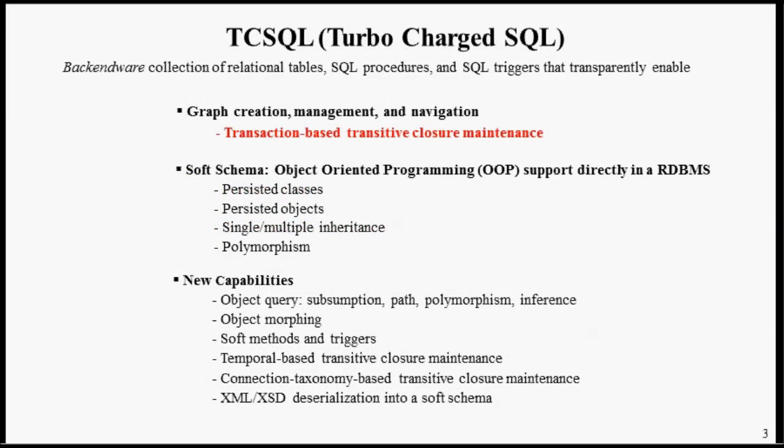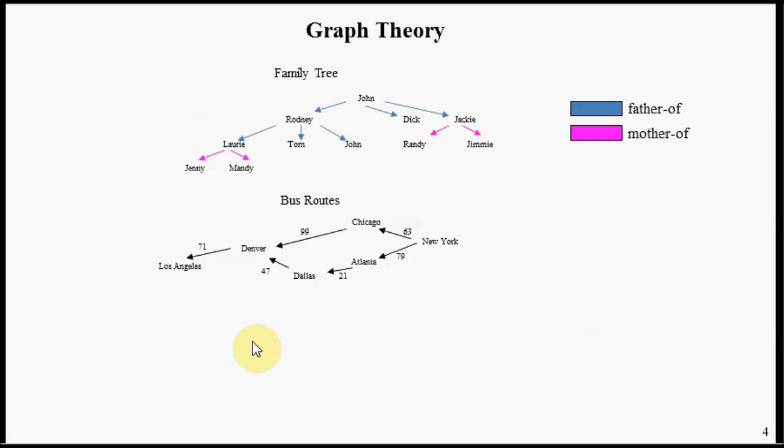To address the problems I identified on the last slide, we're going to look at a technology called TCSQL. In particular, we're going to look at some graph capabilities, namely the ability to maintain transitive closure. We're going to start by doing a little graph theory here. In front of us are two graphs, a family tree and a graph of bus routes.